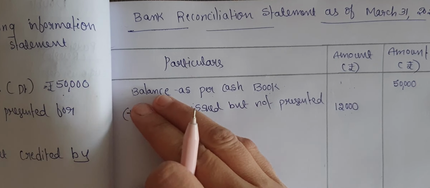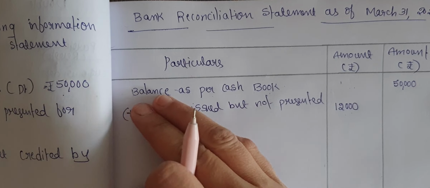See, the first transaction is checks issued but not yet presented for payment, that is rupees 12,000. Now we have to enter this transaction in the cash book. Check issued means in the cash book what happens? In the credit side, that is the payment side, we have to write down check issued. It means the business issued the check, so it comes in the payment side, that is the credit side.